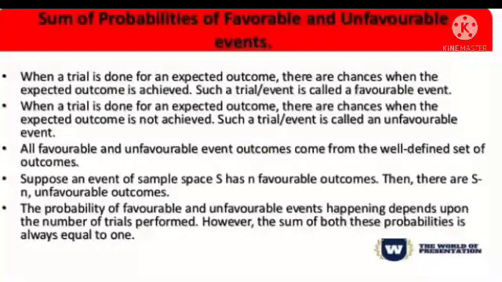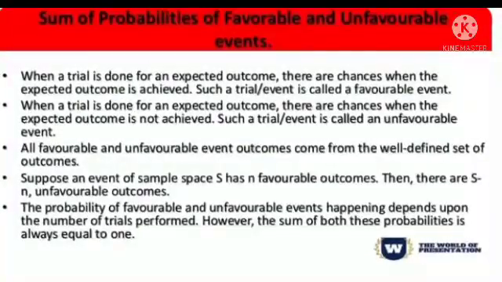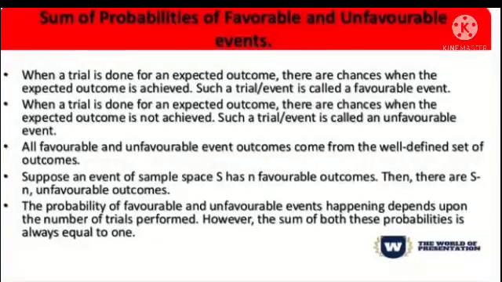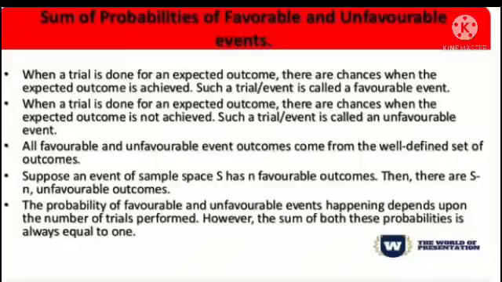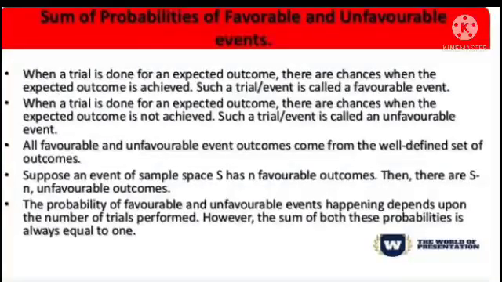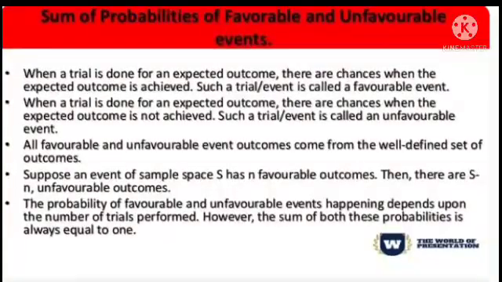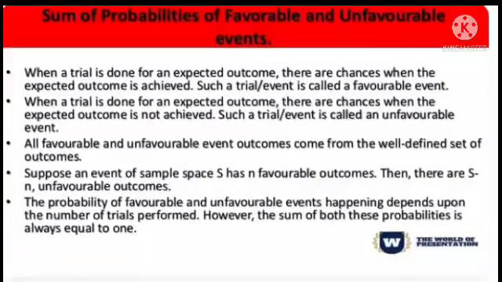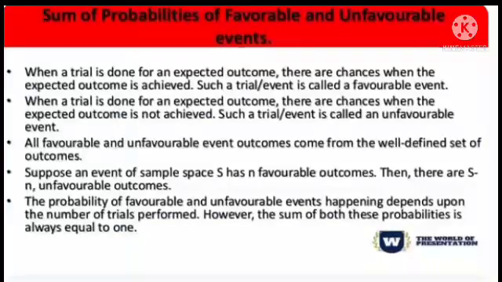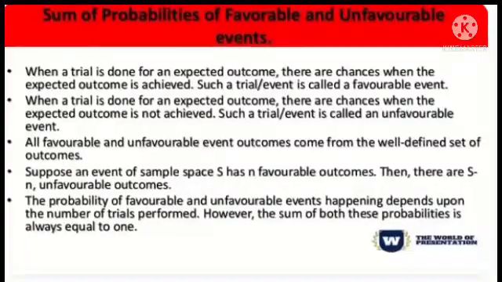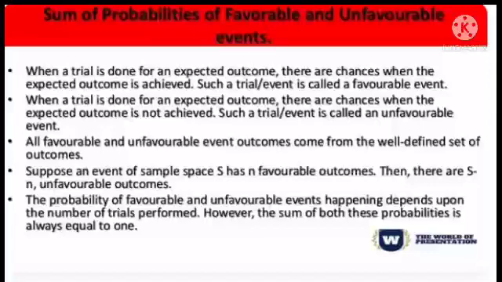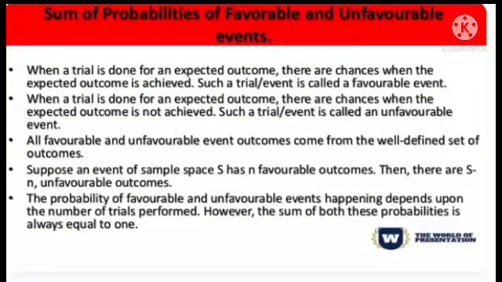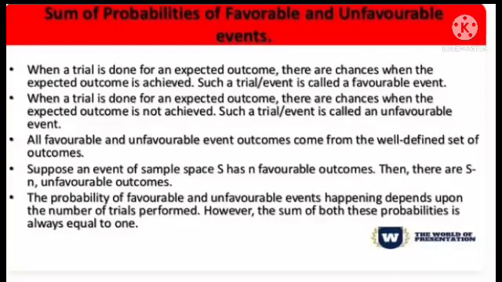Sum of probabilities of favorable and unfavorable events. When a trial is done for an expected outcome, there are chances when the expected outcome is achieved. Such a trial or an event is called a favorable event. When a trial is done for an expected outcome, there are chances when the expected outcome is not achieved. Such a trial or event is called an unfavorable event. All favorable and unfavorable event outcomes come from the well-defined set of outcomes.